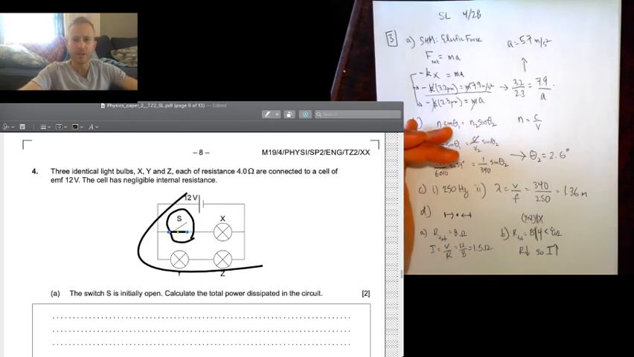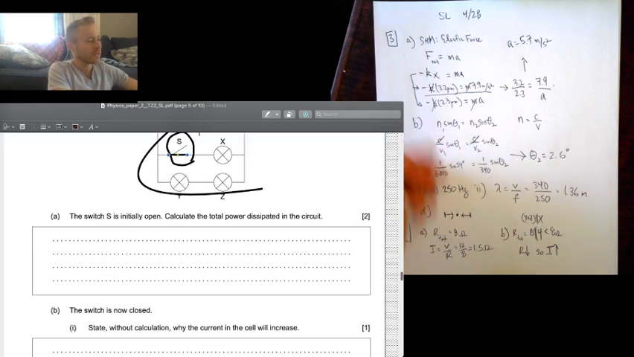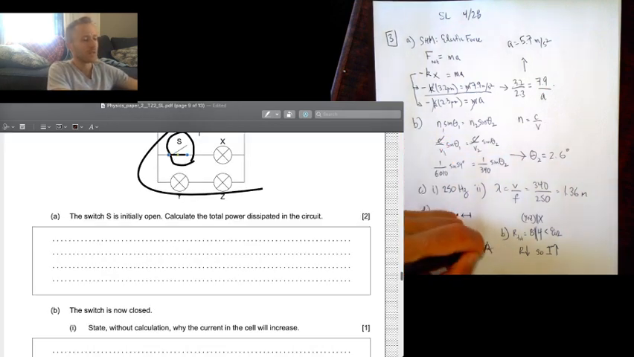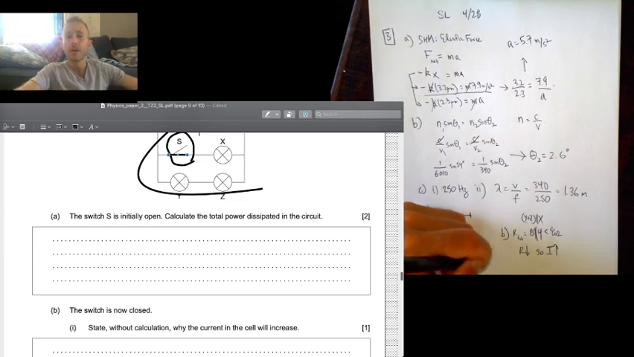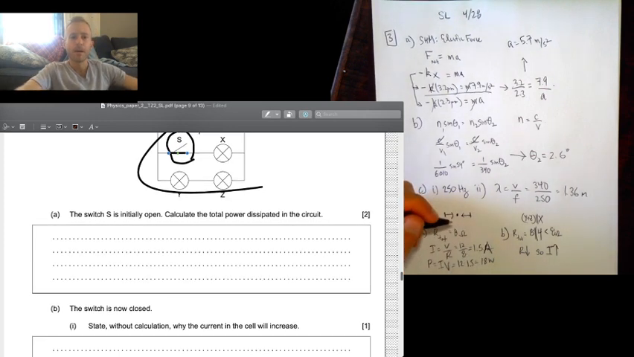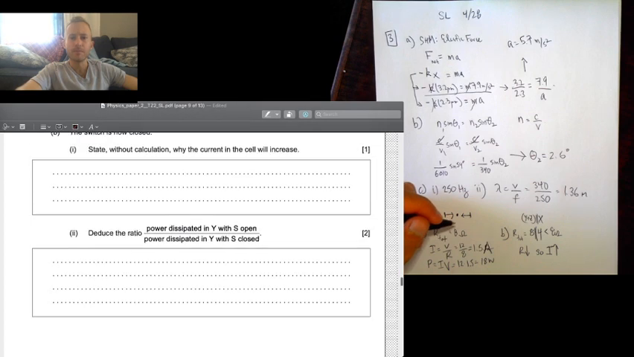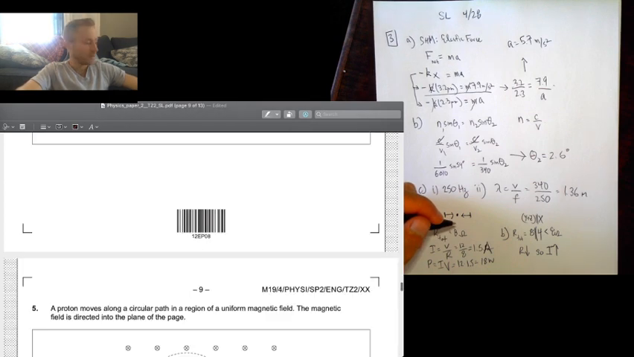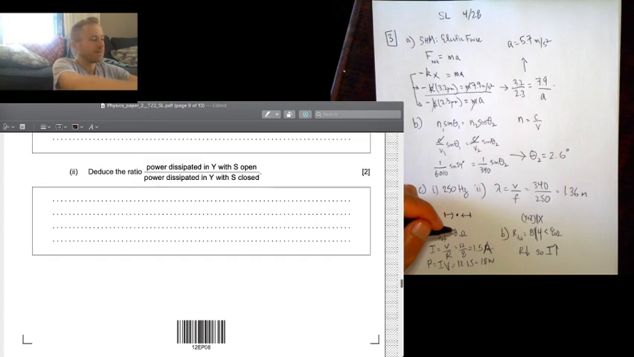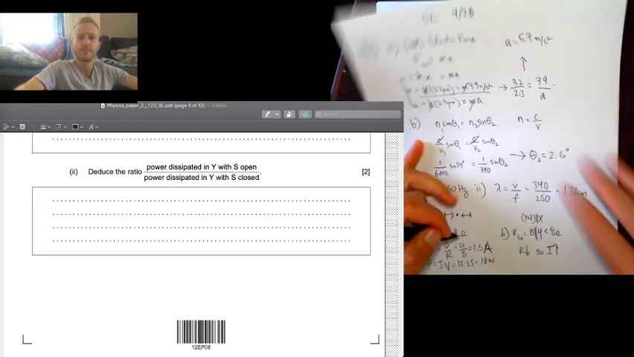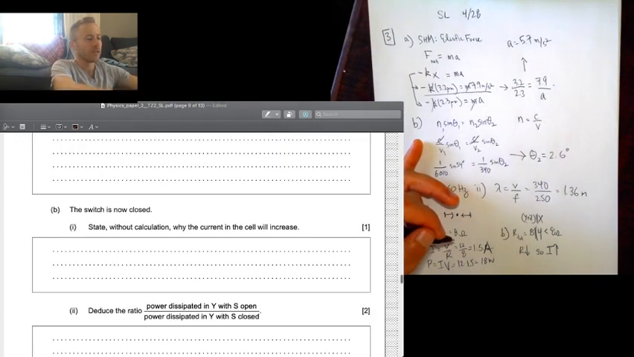Oh, you know what? I forgot to even answer A directly. This should be 1.5 amps, by the way. And then power equals I times V would equal 12 times 1.5 equals 18 watts. Okay. Deduce the ratio. So that was BI.